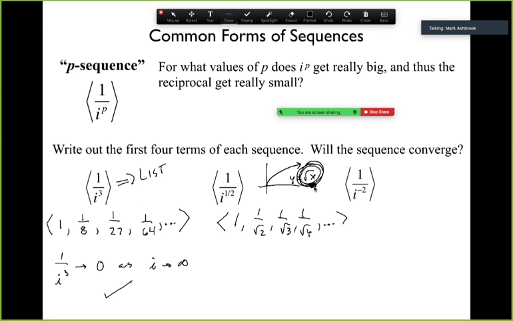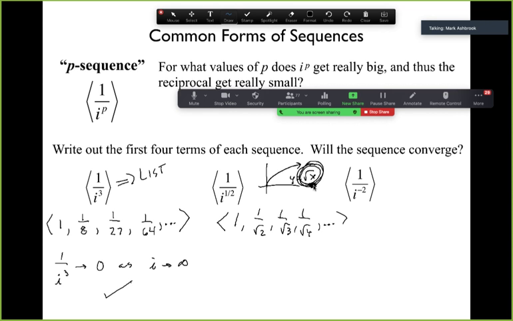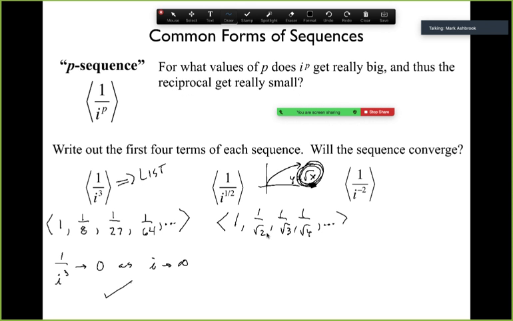If you want to get a googol, 10 to the 100th, just put in x equals a googol squared, and the square root of that will get to a googol. So there's no limit on how big this gets. It just gets big much slower than, say, I cubed. So it gets big more slowly, but it gets as big as you want. So this converges.